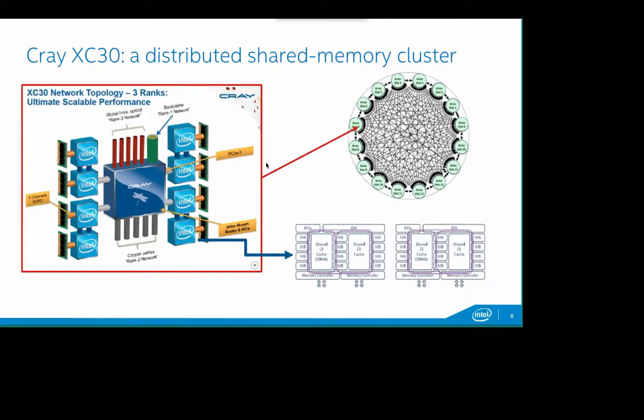So let's remind you of what we have now. The Edison machine at NERSC is a cluster of shared memory machines, and we all know that. There is a cabinet or something, so it contains multiple nodes. And all these nodes are connected in a very complicated network.